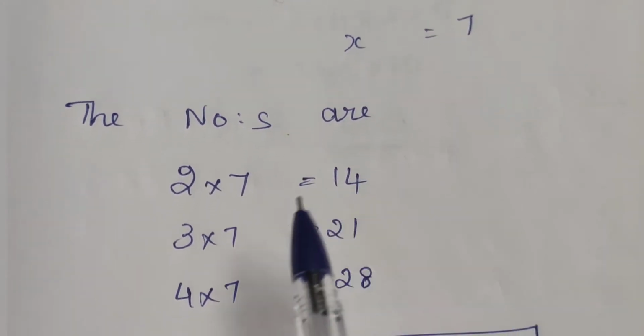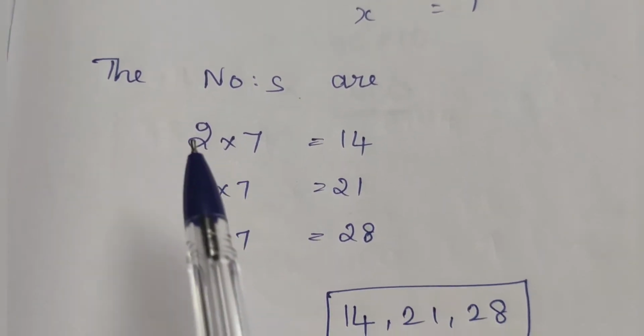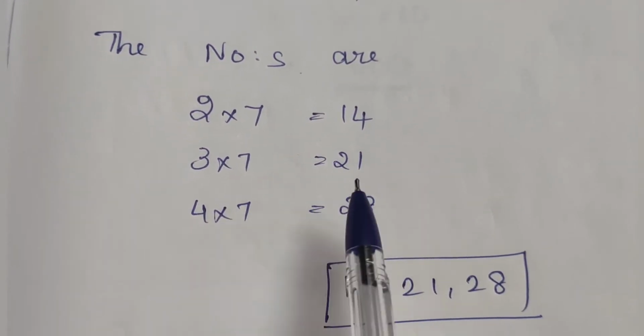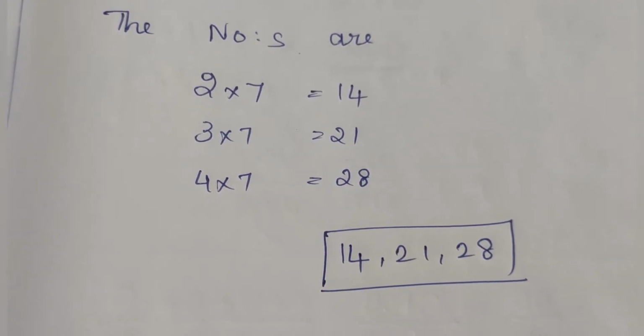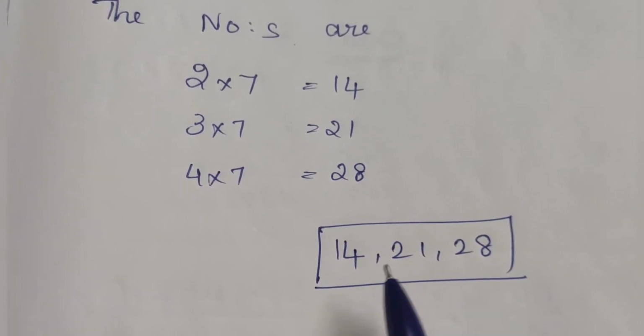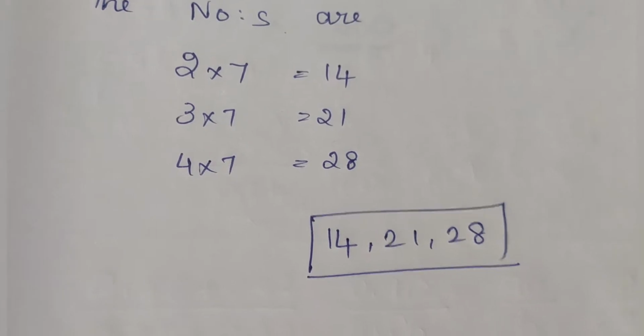So the numbers are 2x, 3x, 4x, which means 2 7s are 14, 3 7s are 21, 4 7s are 28. The numbers are 14, 21 and 28.